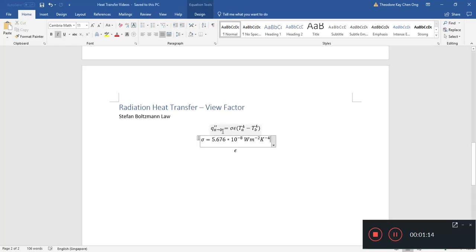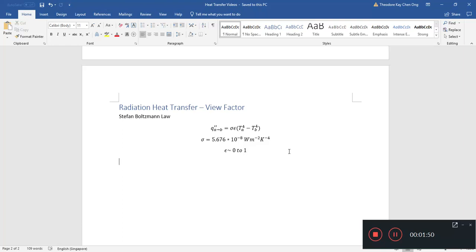So this is the heat flux going from A to B. Okay, this can go anywhere from 0 to 1. But 0 doesn't make sense, because that means it doesn't emit anything at all. And 1 means a perfect black body, so a perfect emitter rather. All right, so that's the thing when we talk about radiation.